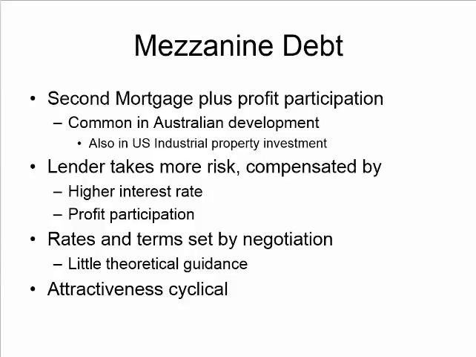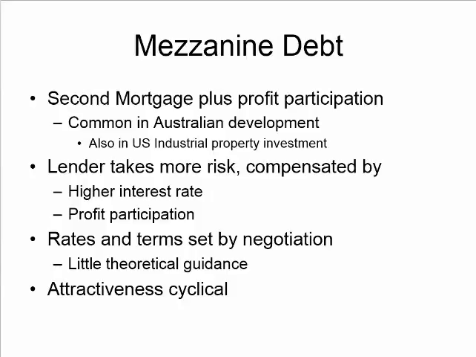A different approach to increasing the amount of borrowing is by a strategy known as mezzanine debt. Mezzanine lending is really a second mortgage plus profit participation. The second mortgage means a mortgage which is made on a property that already has a mortgage on it. As a second mortgage, it is far less secure than the first mortgage, or what is now known as the senior loan.